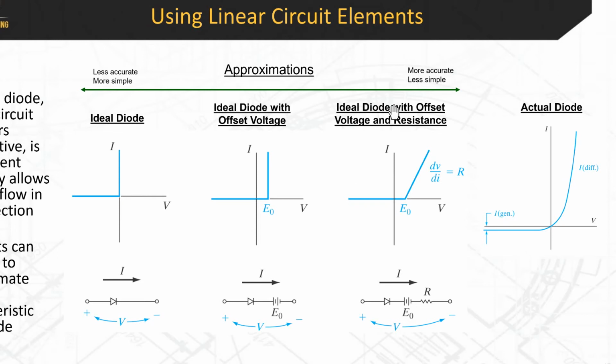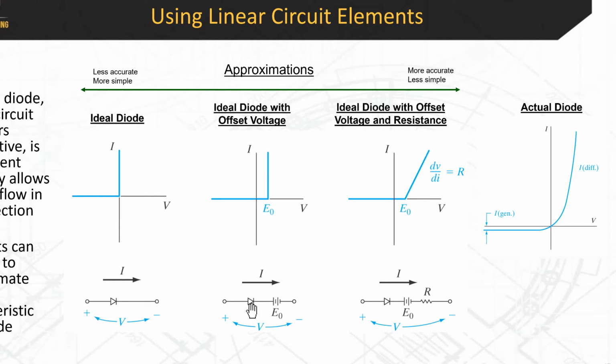All right, then an even more accurate model, but still not the actual diode. A little bit more accurate is the ideal diode with offset voltage and resistance element to it. I should have mentioned before, you already know this, but the built-in potential is coming from the depletion region. The depletion region is where most of that potential drop occurs, right? So this element here is coming from the depletion region.